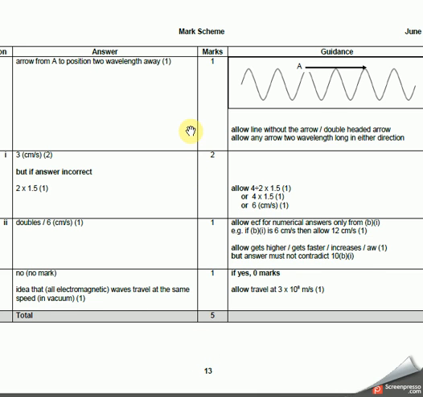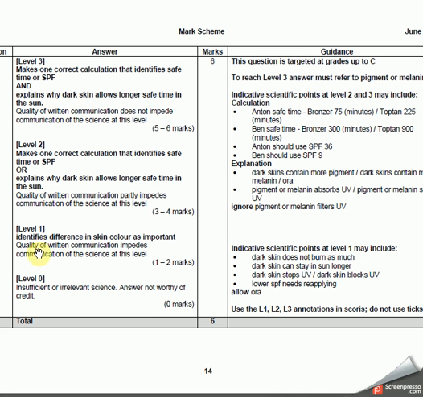So let's have a look at what the mark scheme says for this. Number one, identifies a difference in skin color is important. So you say that darker skin and lighter skin, there's a difference, as in dark skin does not burn, dark skin can stay in the sun for longer, something along those lines. That would be worth 1 or 2 marks. For level 2, makes the correct calculations, identifies time or SPF, or explains why darker skin allows longer safe time in the sun. For level 3, makes one calculation, identifies safe time or SPF, and explains dark skin allows longer safe time in the sun. This is basically what we've just talked about.